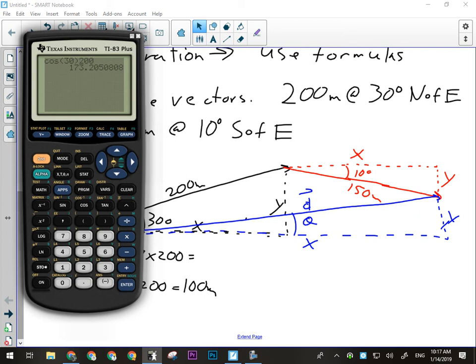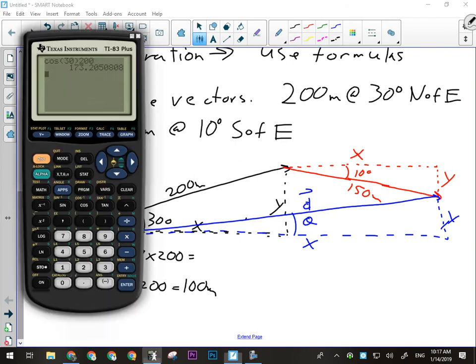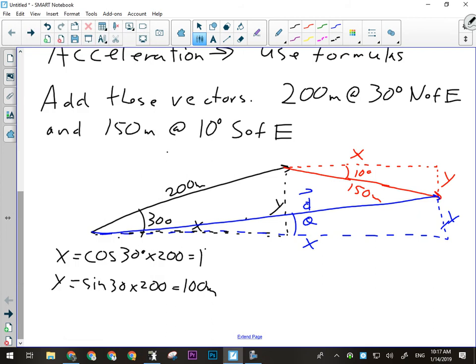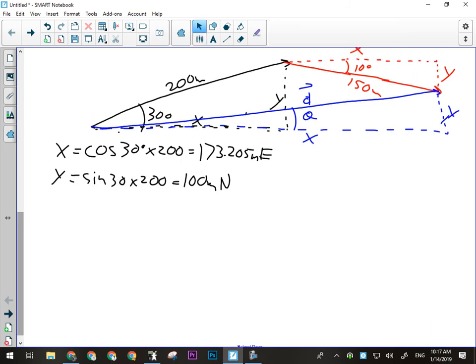So we got 173.205, we'll say. And obviously we want to keep all of our decimals. So this is east, and this one is north. Always important to keep those directions on there as well while we're doing this.